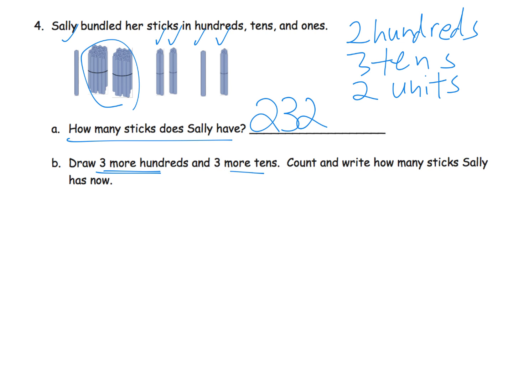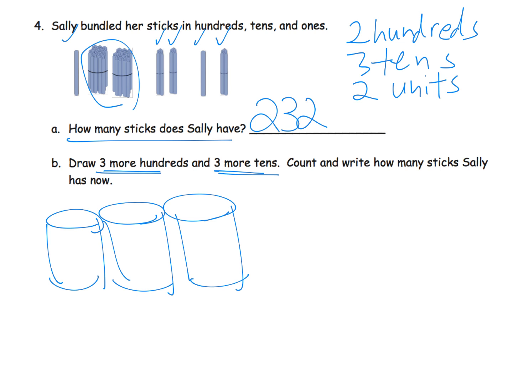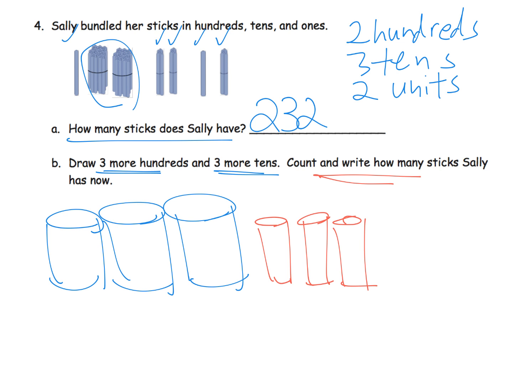Now it says draw 3 more hundreds and 3 more tens. So I'm going to draw some hundreds: 1, 2, 3 more hundreds. And then 3 more tens. Now how many sticks does she have? How many hundreds does she have altogether?